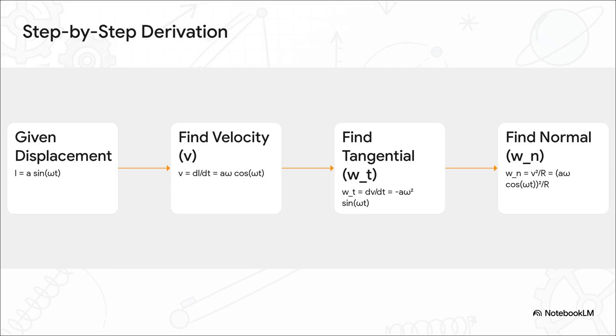We start with the displacement l that they gave us. You take its derivative with respect to time, and you get velocity, v. Then you take the derivative of that to get the tangential acceleration, Wt. And finally, to get the normal acceleration, Wn, we just pop our velocity into that v squared over r formula we talked about. See? Each step just flows from the last.